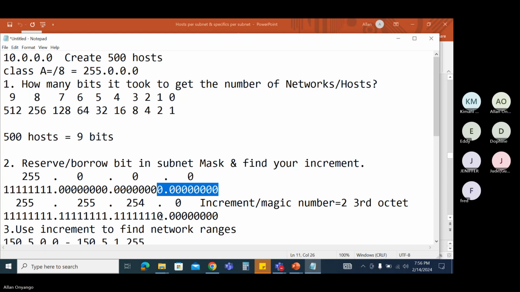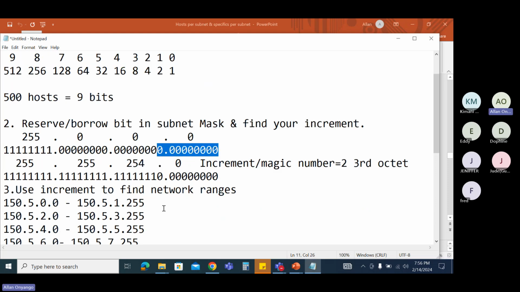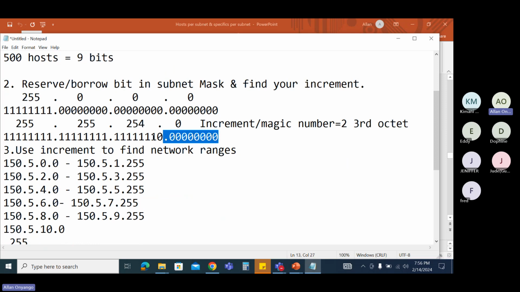Okay? And it's going to be exactly like this, exactly like that. Which means the increment is the same. Is the increment 2? On which octet? Third octet. And if it's 2, we are still going to add it. 0 plus 2 is 2.